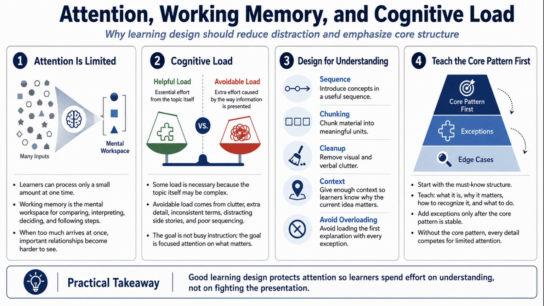Attention is limited. Learners can only select and process a small amount of information at one time, especially when the material is new. Working memory is the mental workspace where people hold information while they compare, interpret, calculate, decide, or follow a procedure. When too much arrives at once, the learner may still be trying hard, but the mental workspace becomes crowded and the important relationship is harder to see.